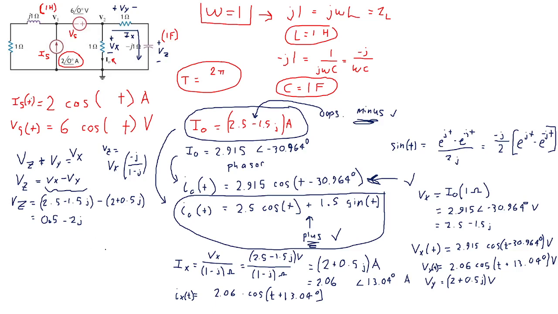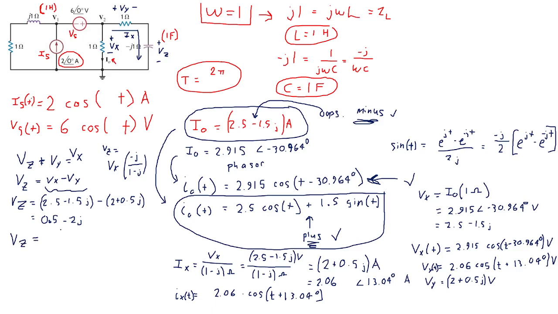Now there's a 90-degree relationship between, sorry, I just recognized 2 plus 0.5j, 0.5 minus 2j. There's going to be a closely related angle to, if you take 90 minus 13.04, it's going to be something plus or minus 90 or 180 or something from there. So we can calculate Vz like this.